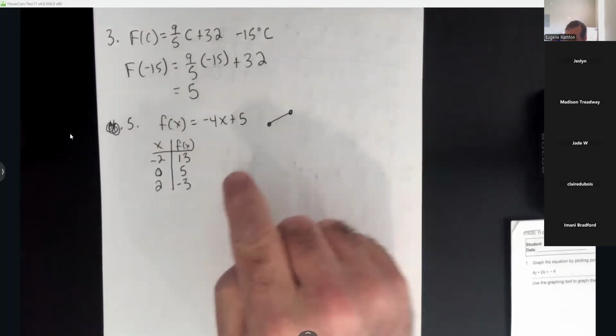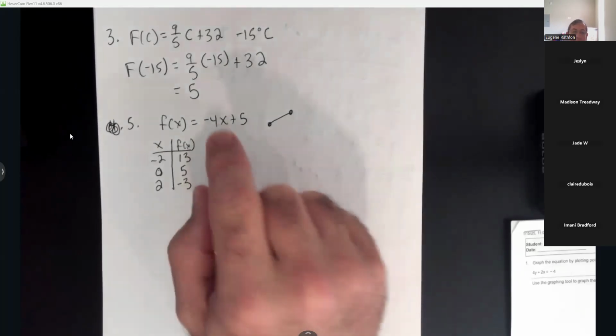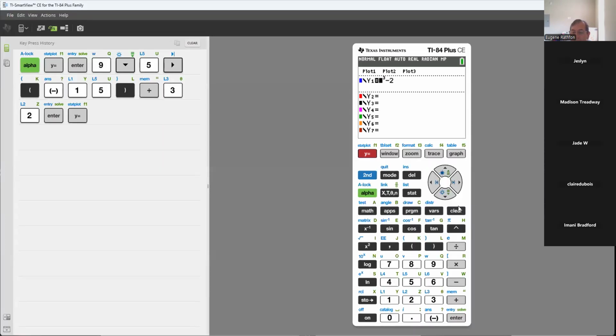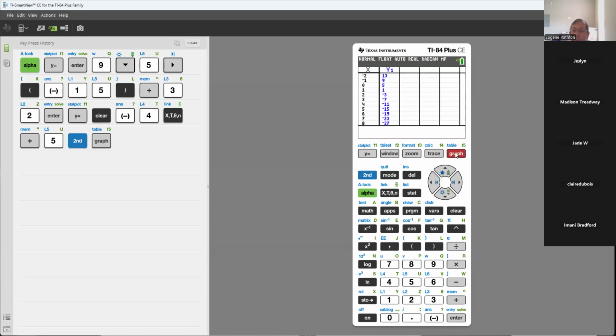Okay? But y'all remember, you can go to y equals and plot that -4x plus 5 and use the table. And you could use the table to fill out these values, right? So we could go to that calculator, go to y equals, clear that. I could put in the -4 times x plus 5. Then I could go to second graph for my table. And right here, there's my 13 from -2. Then I can come down here to 0, and there's my 5. And then they did a +2, and then there's my -3.